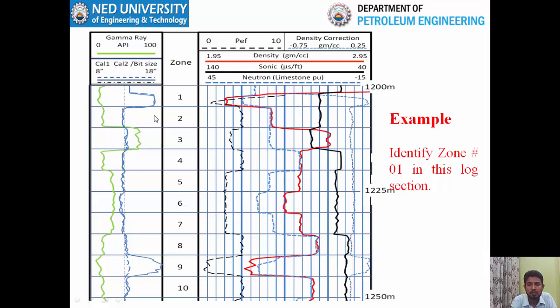So from the log responses in zone number 2, we see that it's a limestone. The same sonic response which you have in zone number 2 is also what you have in zone number 1. So zone number 1 is also a limestone zone, from the sonic response of zone number 2.